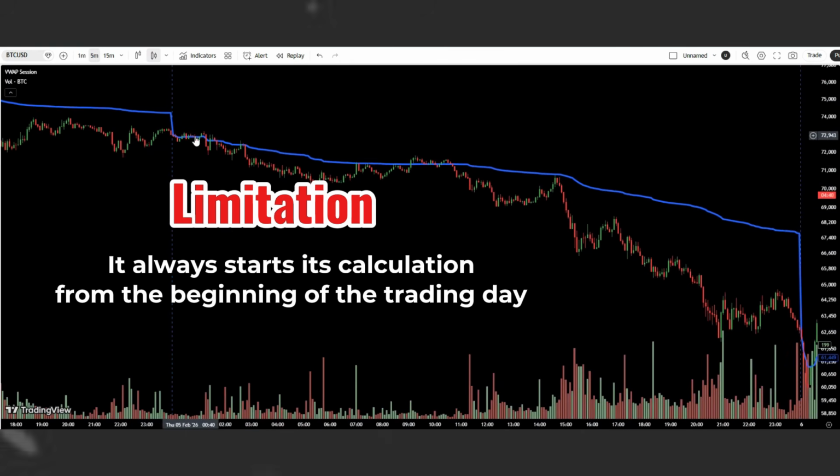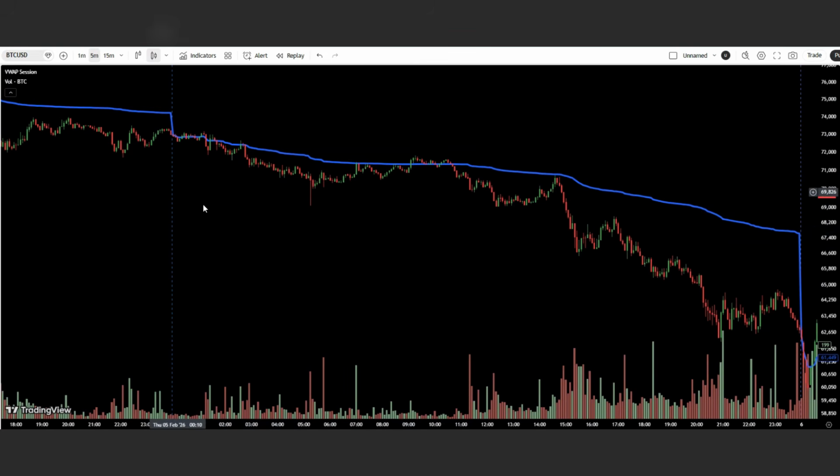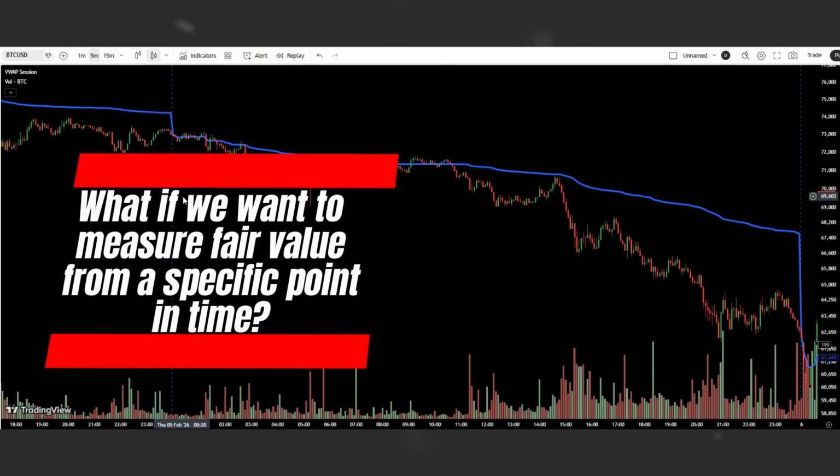It works well for day trading, but it becomes a problem when you want to analyze a specific trend or a price move that started several hours ago. So the question is, what if we want to measure fair value from a specific point in time? That's exactly where the Anchored VWAP comes in.